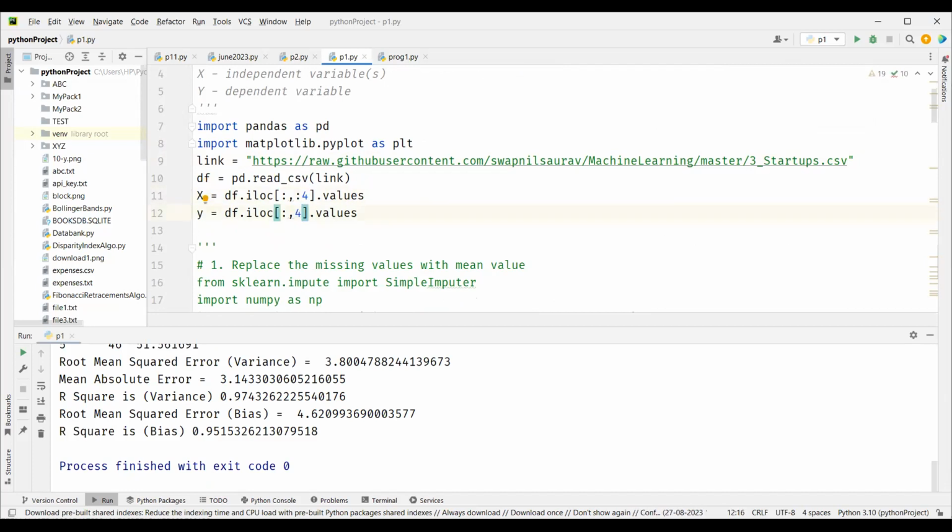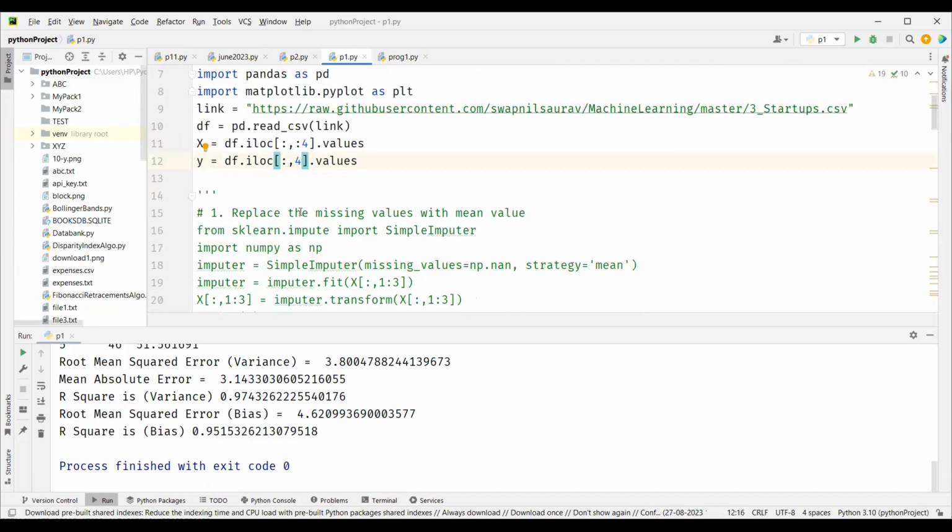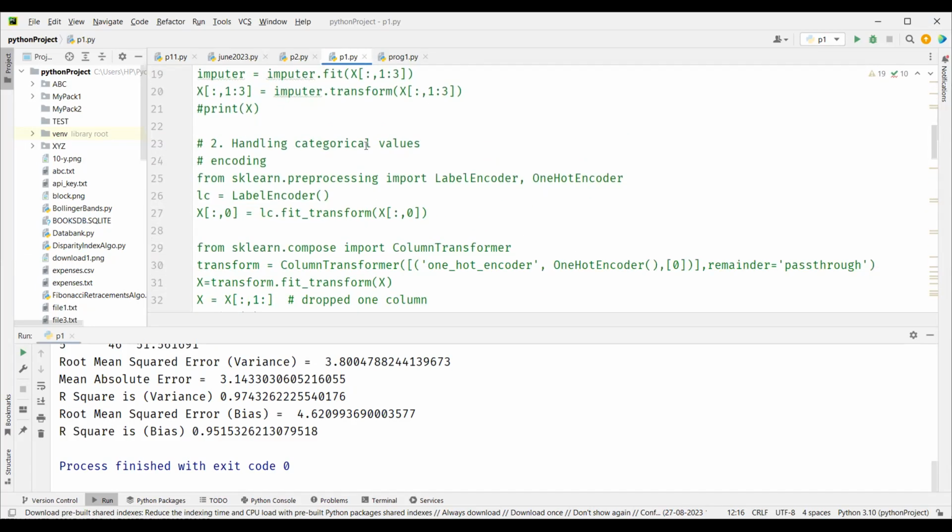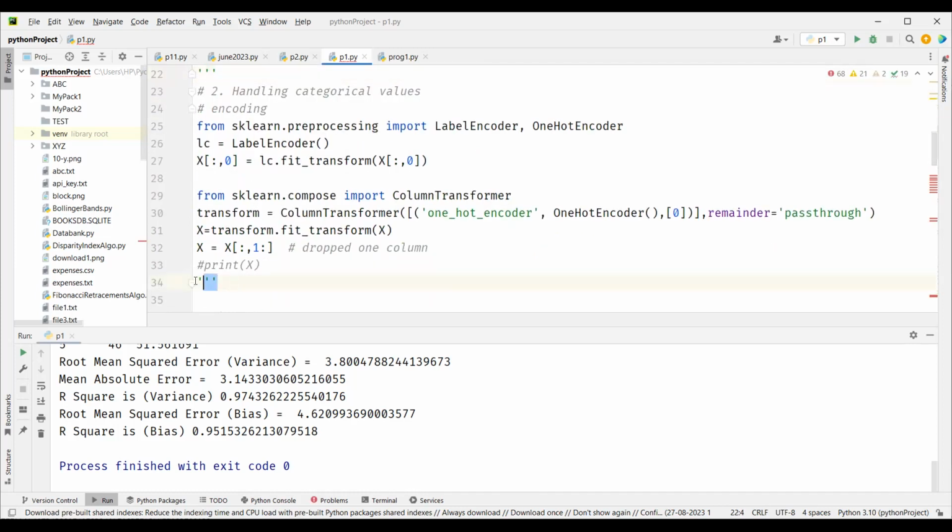Now missing value handling is not required. Categorical value handling, yes, it is required. So we will uncomment this.